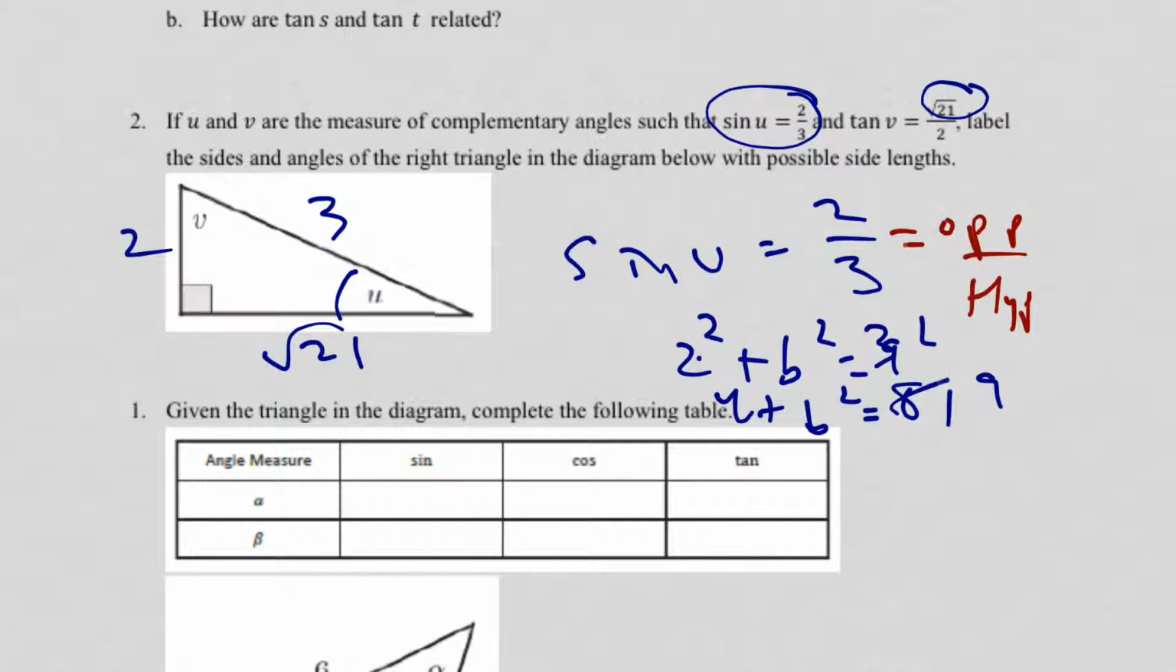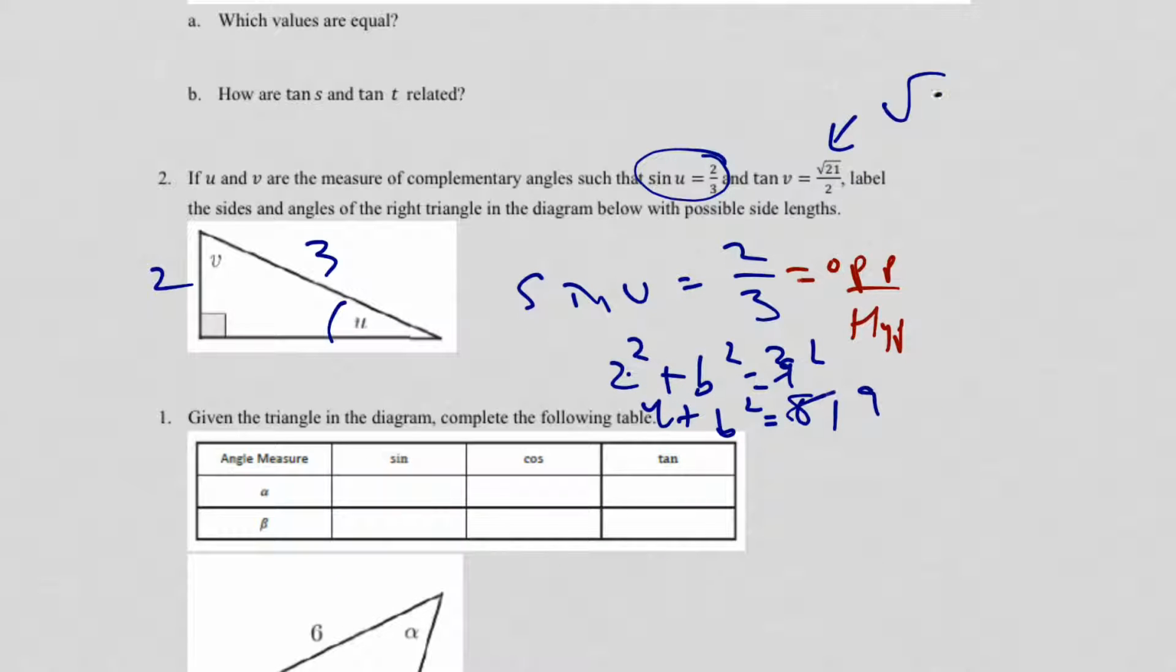That doesn't have to be a right triangle. That has to be a typo. I must have messed up somewhere. That definitely should not be a root 21. That should be a root 5.